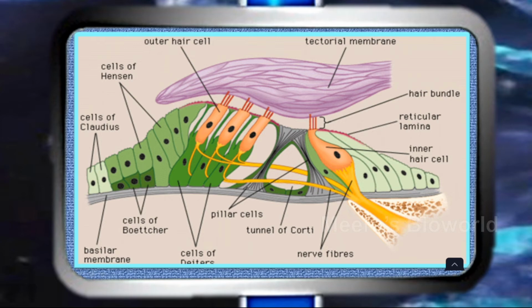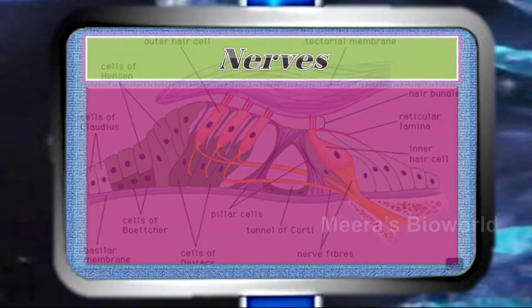So what do you mean by organ of Corti? The basilar membrane and sensory hair cells are together known as organ of Corti. Organ of Corti helps in hearing.